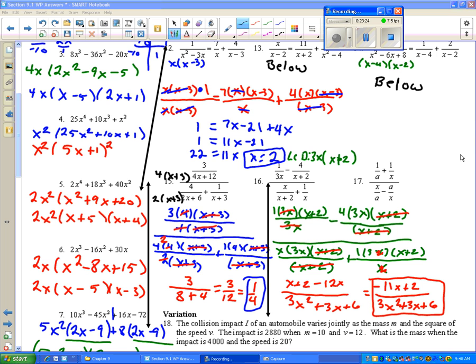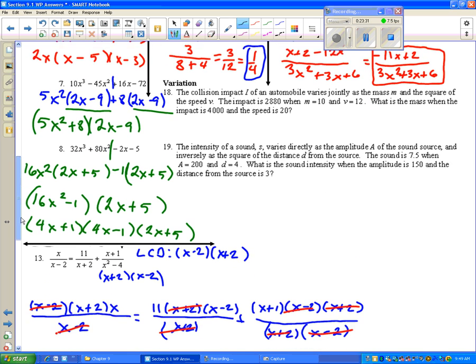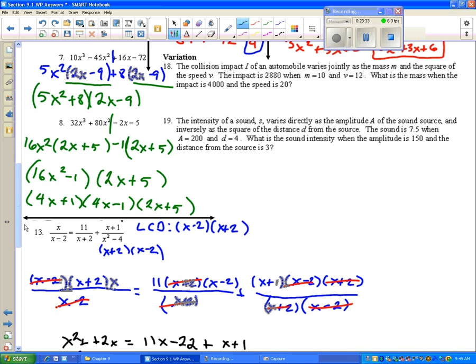So up here again, I'm going to write below. And I'm going to go ahead and go to number 18. The collision impact of an automobile varies jointly as the mass. So the impact I varies jointly as the mass and the square of the speed v. Okay, there's my equation.